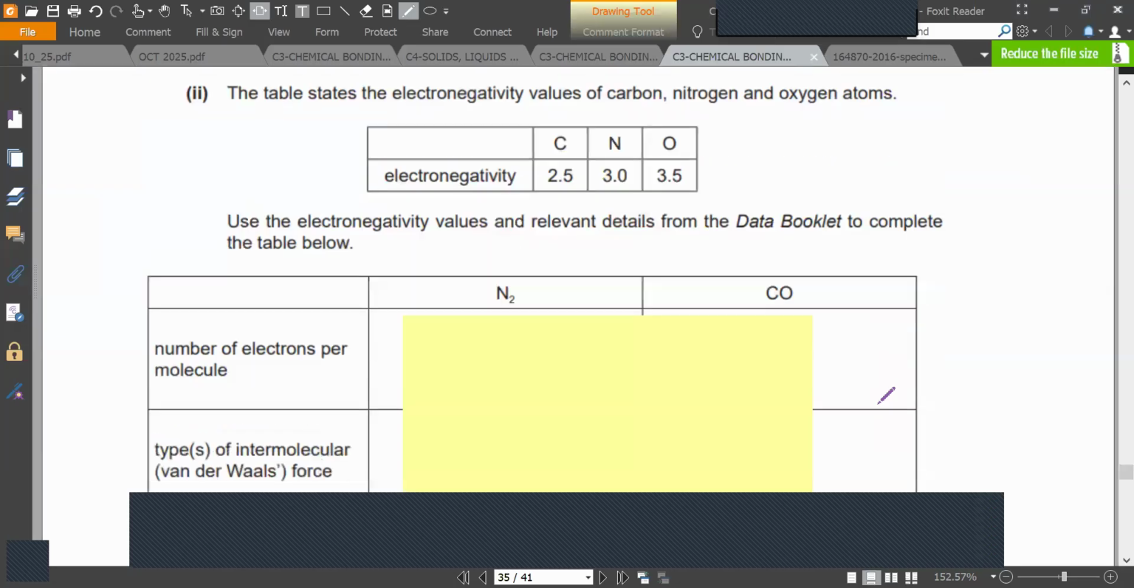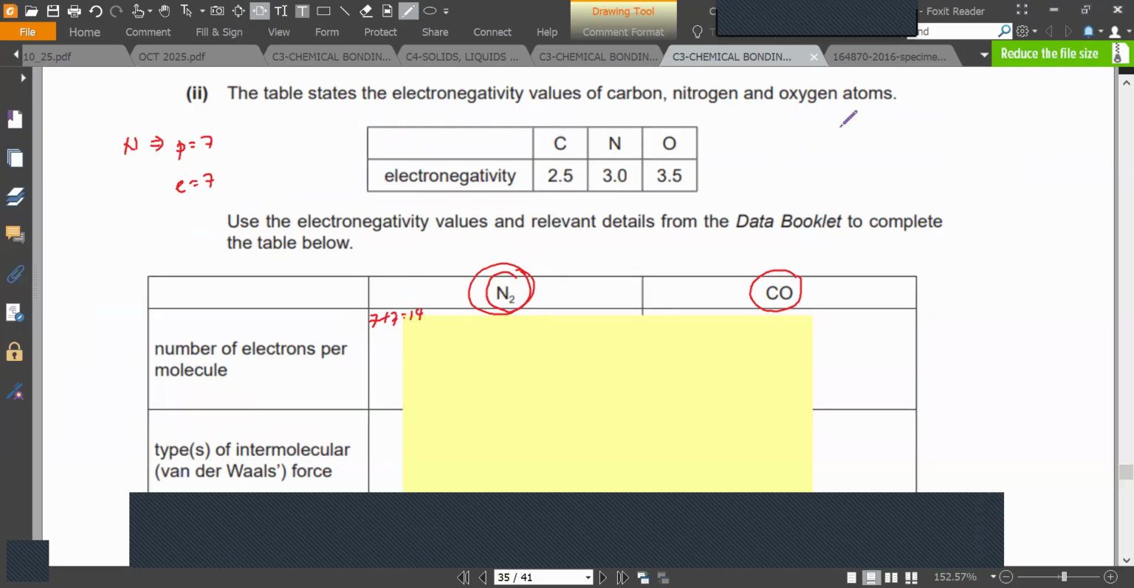Okay, coming back to our question here. Carbon, nitrogen, oxygen. Okay, so we are given the electronegativity values. Now for the N2 and CO, we need to work out the number of electrons per molecule. Nitrogen, if we look at the periodic table, has 7 protons, so 7 electrons. And then 2 nitrogen will be 7 plus 7 equals 14.